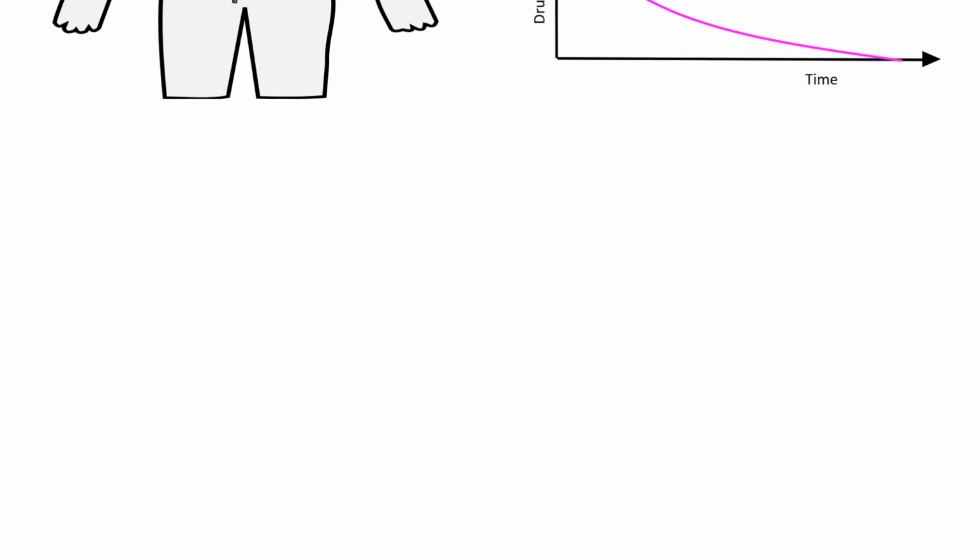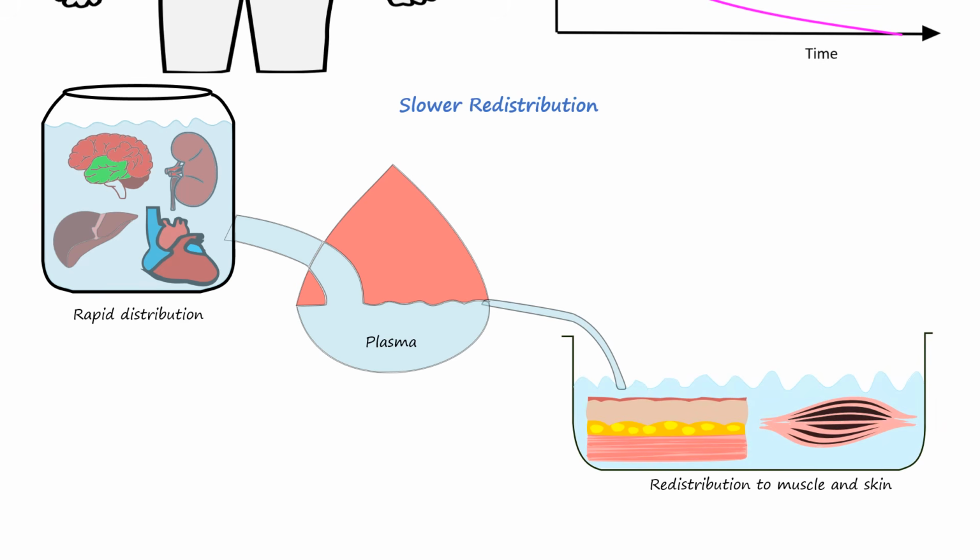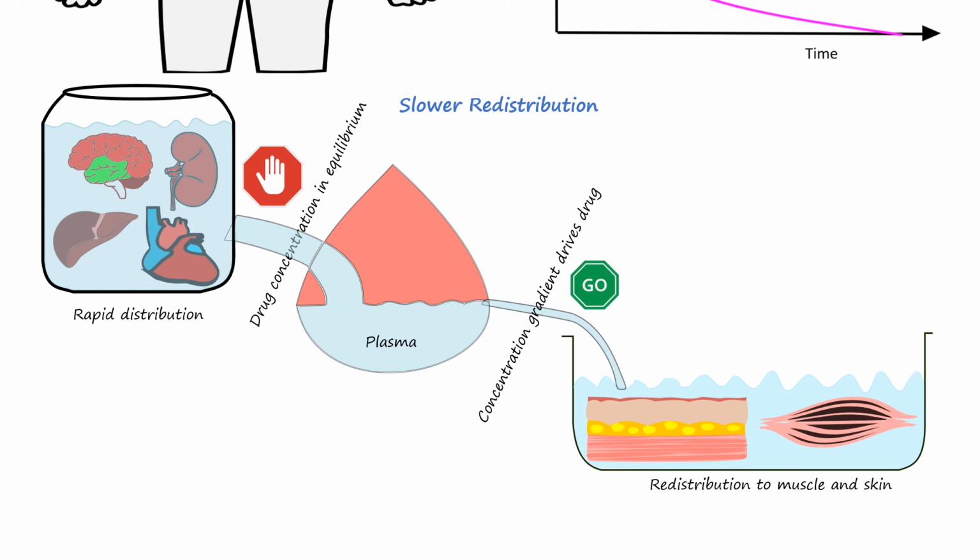After this initial rapid distribution, the drug then redistributes slowly to muscle and skin tissues. This happens because the plasma concentration of drug has equilibrated with the concentration of drug in vessel-rich groups. The free drug cannot move against the concentration gradient. Instead, the drug moves into muscles and skin, which do not have any drug in them. Since muscle and skin have lower blood supply, the drug is delivered to these areas more gradually.